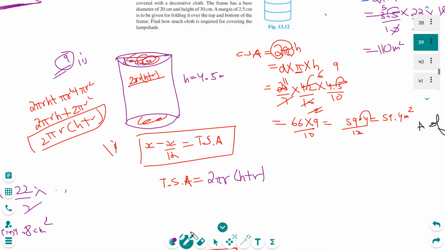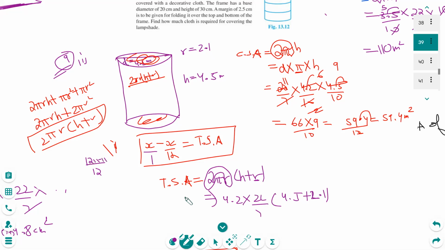So let's calculate it quickly. 2 pi r. I need to calculate r because I need to put it here. The radius will be half of the diameter. The diameter is 4.2, so r will be 2.1. Pi is 22/7, and h was 4.5 and r was 2.1. If I take the LCM, it will be 12x minus x, that is 11x by 12, isn't it? 11x by 12.